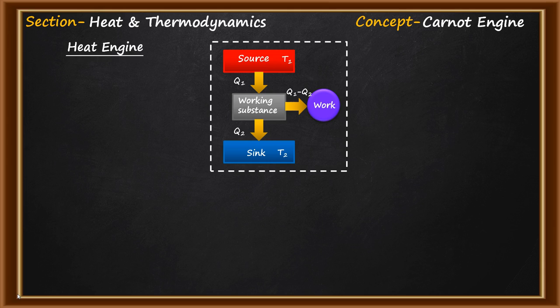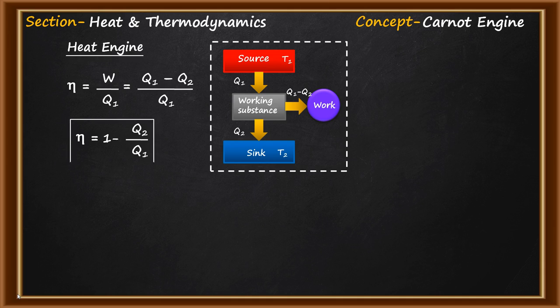So by definition, efficiency is the ratio of the work converted to the heat supplied, which is eta is equal to W by Q1. Now W is actually Q1 minus Q2. So that means it's Q1 minus Q2 by Q1, which is eta is equal to 1 minus Q2 by Q1. So this equation is valid for all types of heat engine.